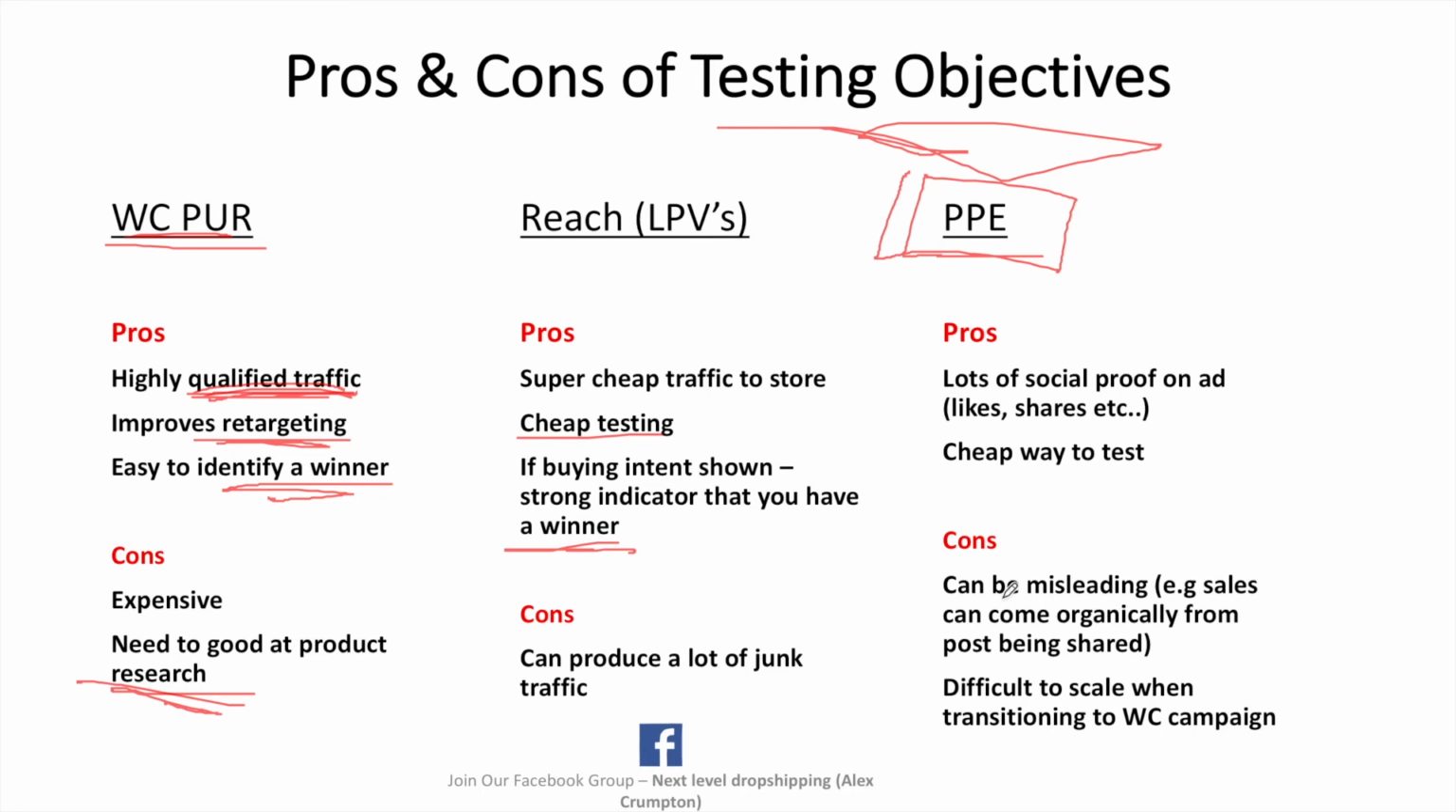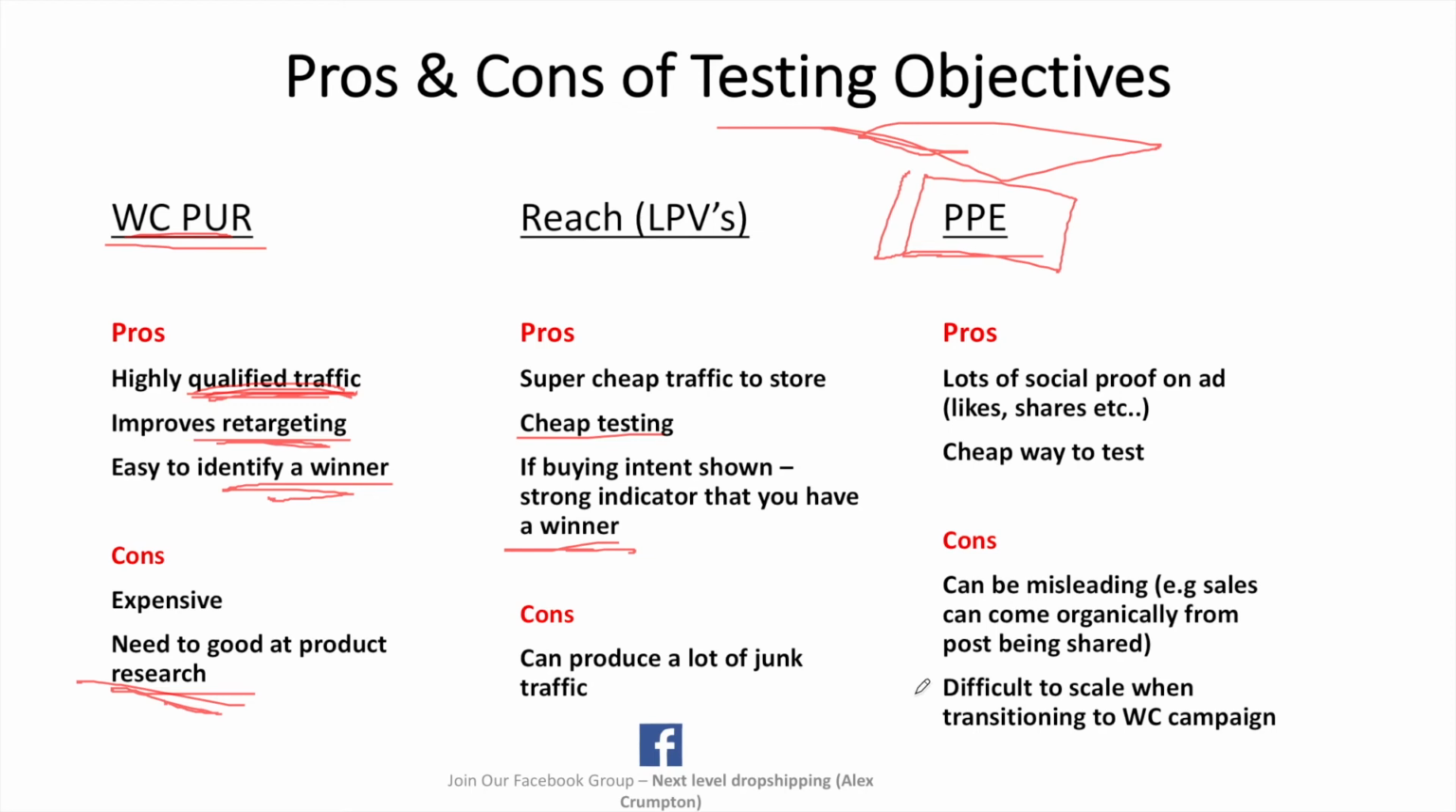The thing that I don't like about this is that it can be misleading. You can think you've got a winning product or a winning campaign, but what's actually happening is you're getting sales organically from the post being shared. So someone sees your ad, who you've served your ad to, they share your post, and that shares it onto their news feed, and then someone from their news feed purchases your product. But that indicates that you haven't actually correctly targeted your products, so you're only getting a sale as a result of it being shown organically. So it can be misleading into thinking that you have a winning product.